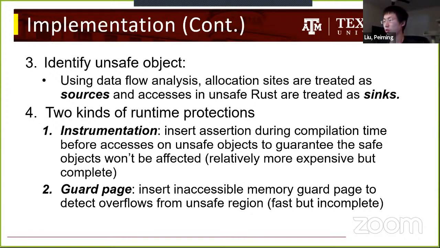And we provide two types of runtime enforcement technique. The first one is instrumentation, which basically inserts assertions on accesses in unsafe Rust to guarantee the safety. And the second method is to insert an inaccessible memory page between the safe and unsafe heap regions.